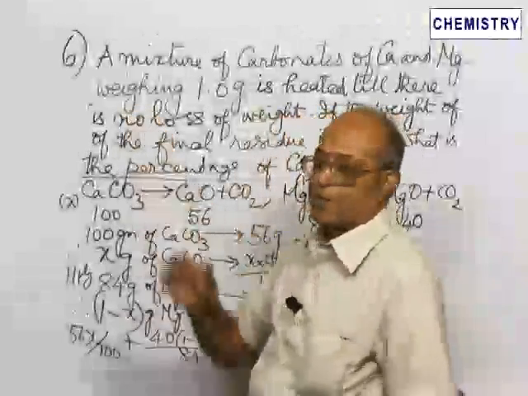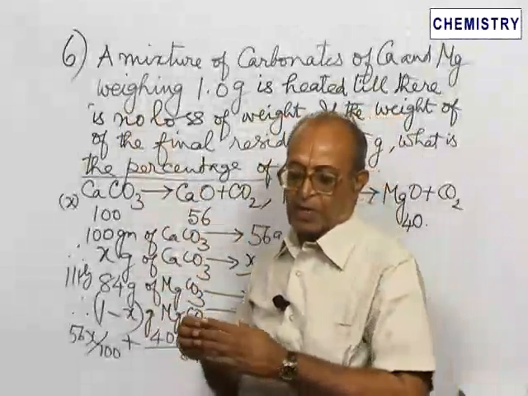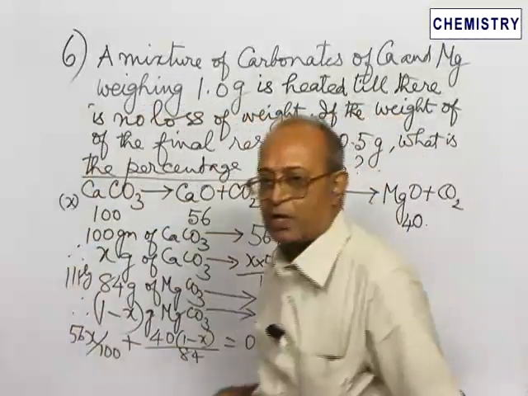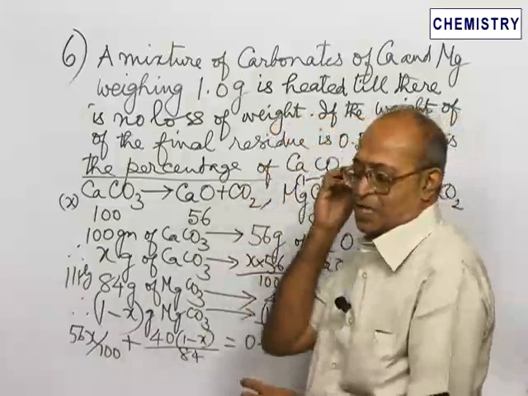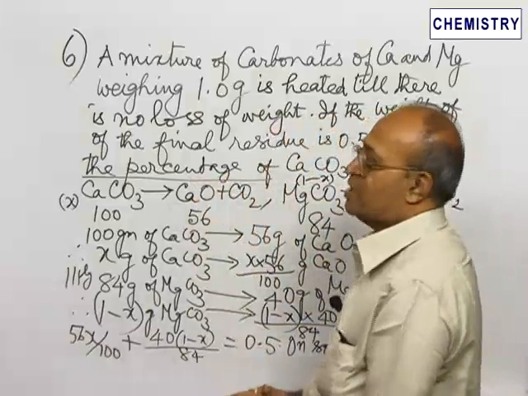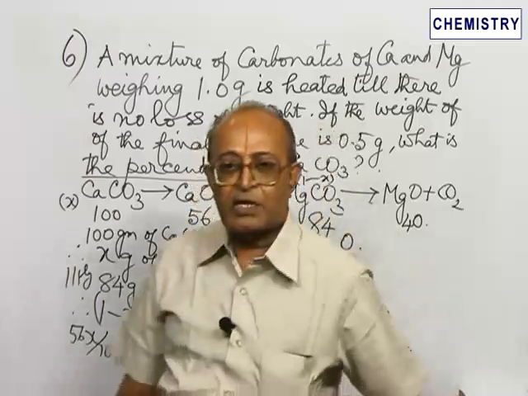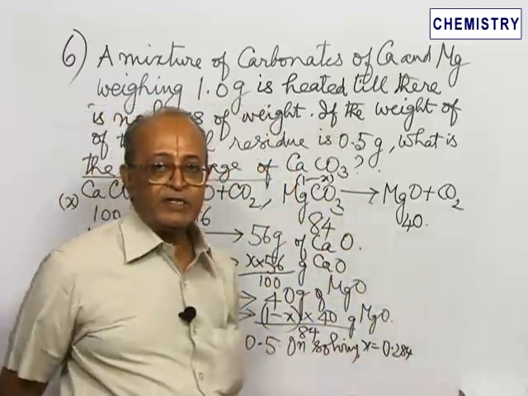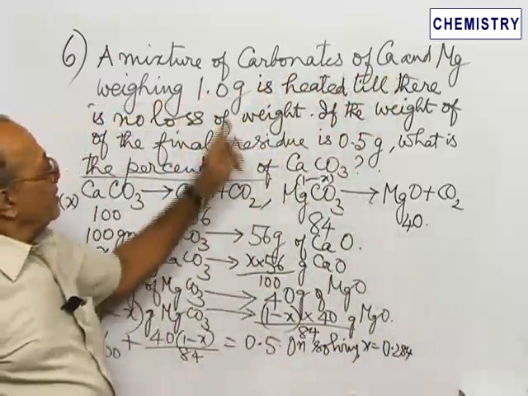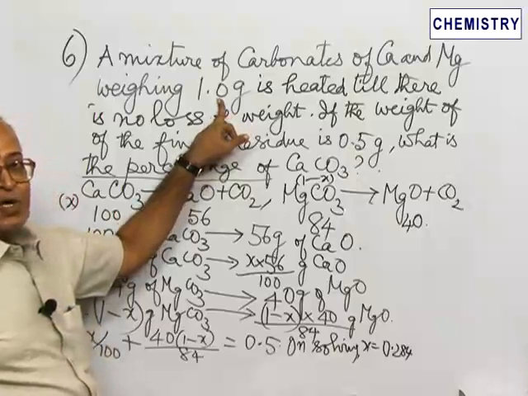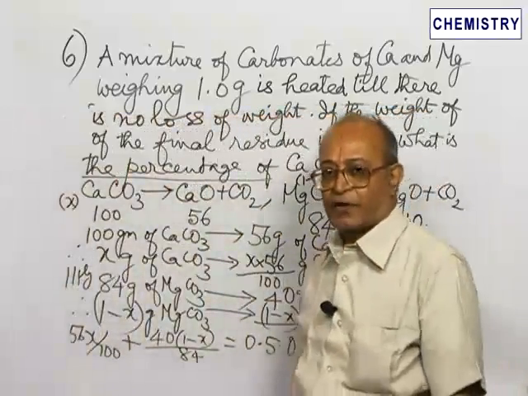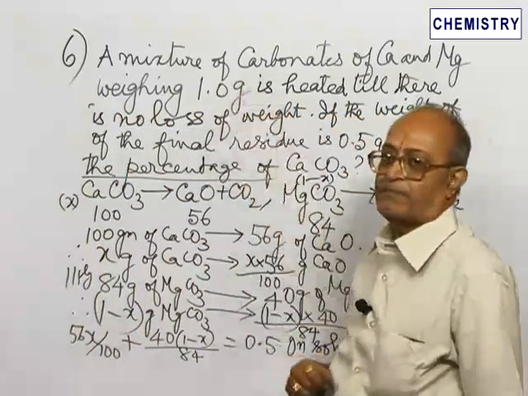A problem of this type is usually asked under the chemical calculations, but we can also consider this under qualitative analysis because this involves some reactions of metallic salts. Now, a mixture is given. This mixture contains two metallic carbonates, namely calcium carbonate and magnesium carbonate. The weight of the mixture is given as 1 gram. That is, weight of CaCO3 plus that of MgCO3 is equal to 1 gram.